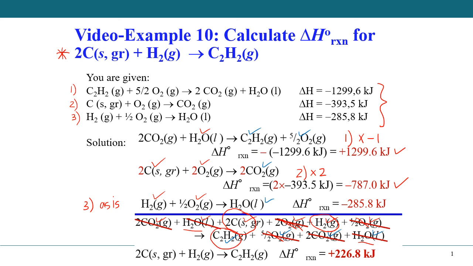So our final reaction is this one, 2 carbon plus hydrogen, giving us C2H2. All right, then we can just simply work with the delta H values now. So we've got this value here, this value here, and this value here. If we add them all together, we end up with our final value here, and we've worked out the delta H for this reaction using Hess's law.